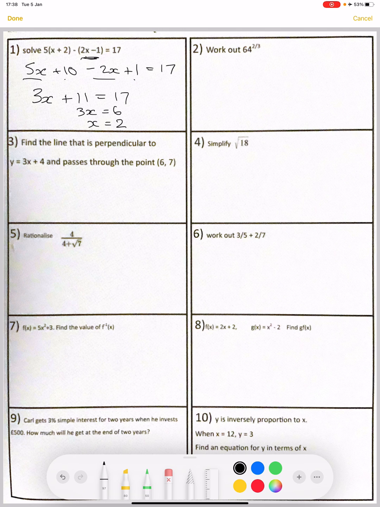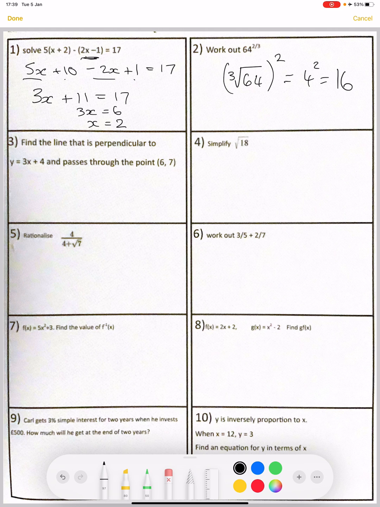For question 2, we need to use the indices rules. So I'm going to set this up as cube root 64. The cube comes from the 3 at the bottom, in brackets, squared. Cube root of 64 is 4, and 4 squared is 16.